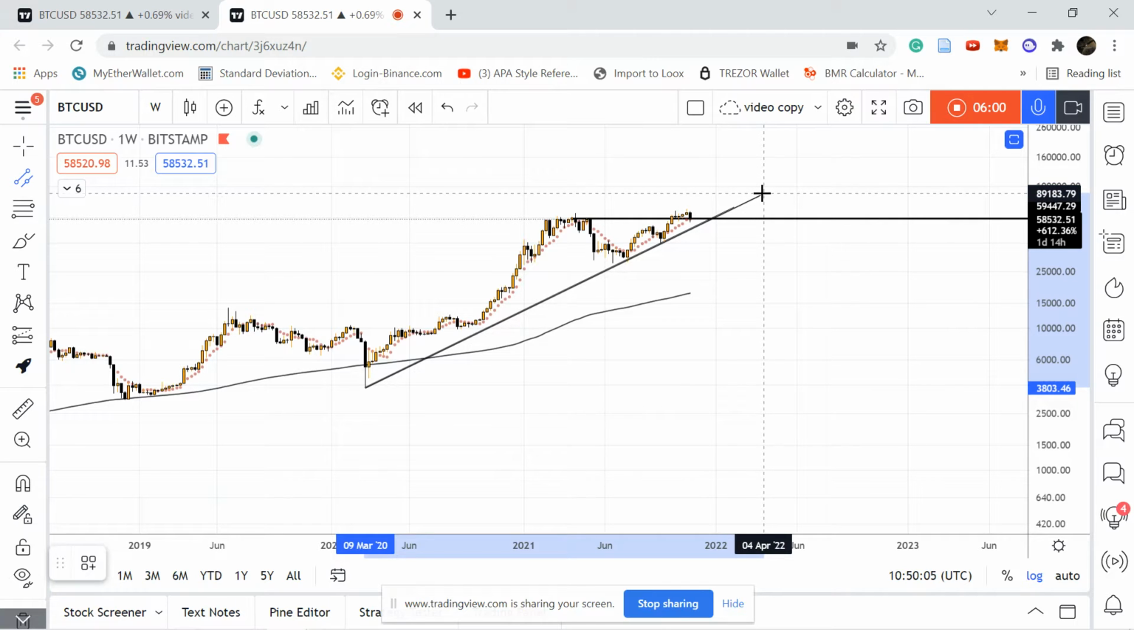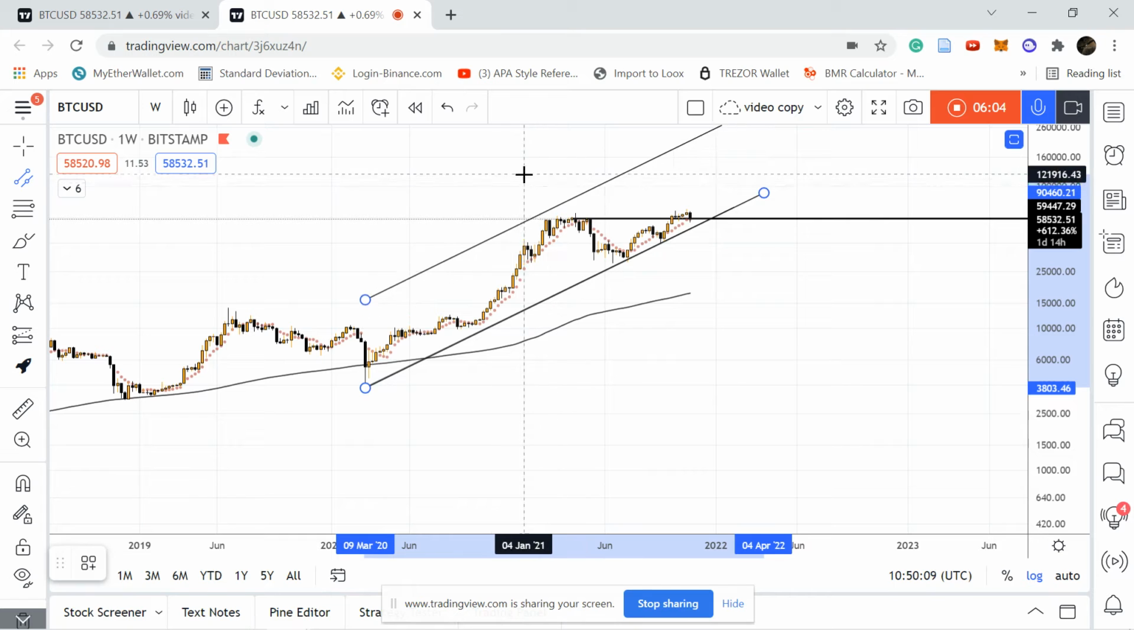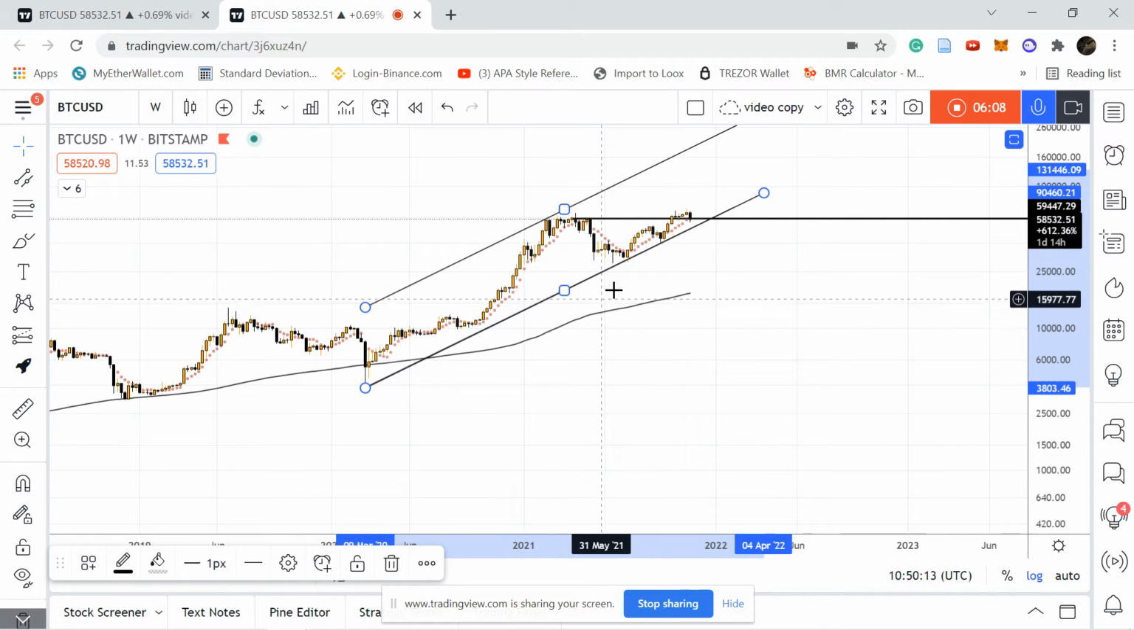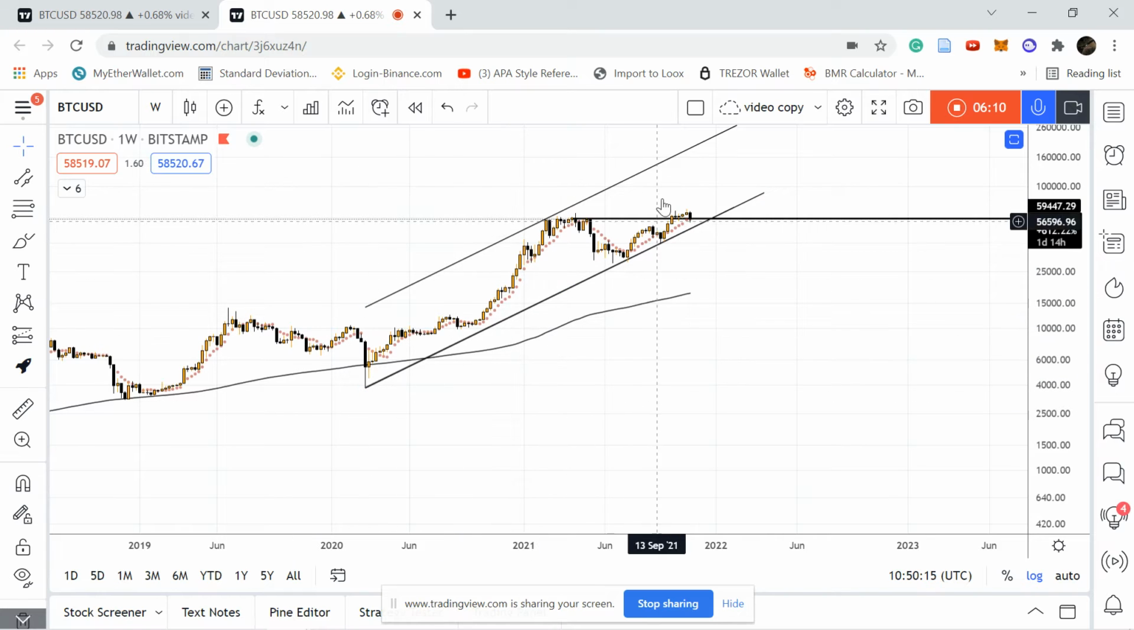So let's have a look. If we do it like so over here and here, this is our Elliott wave channel, and you can expect that anything touching the channel over here is our top. Now I know it looks crazy. That's very high.